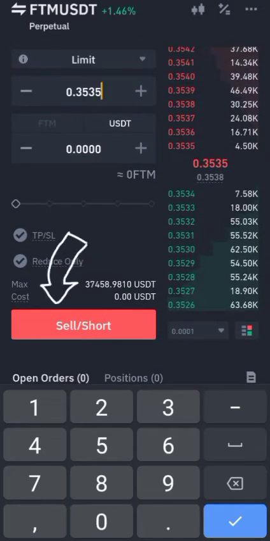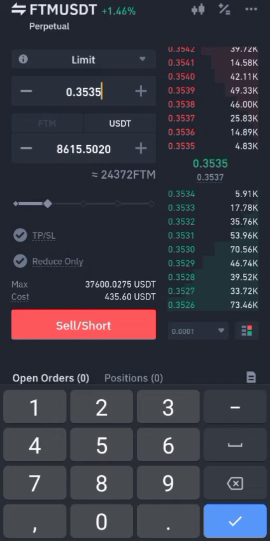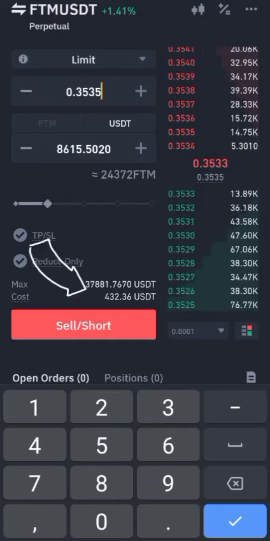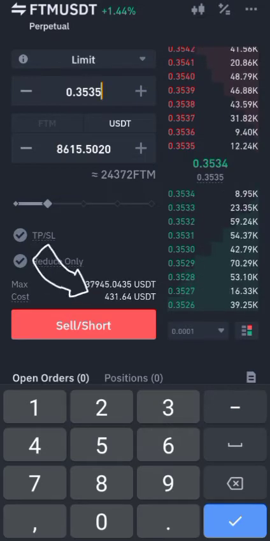And how do you know how much you're trading with? You can always look under here. You see max, you see cost. Cost is how much you're actually using, your own funds that you're using to trade on a particular trade. Like you can see, the cost here is $430. It means I'm using $430 to take this trade.